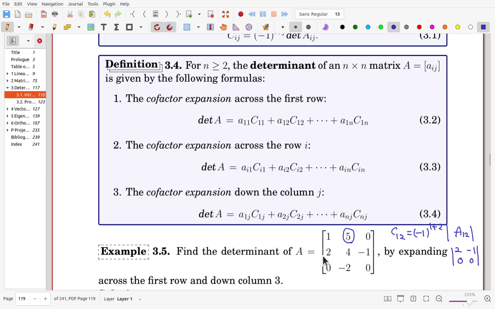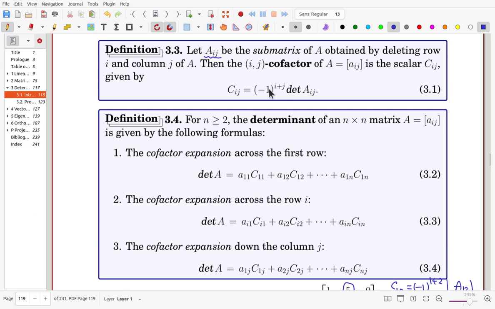Right? 2 minus 1, 0 and 0. Okay, so the determinant of this 2 by 2 matrix is 0, so for this one, the value is 0. C12 is 0. In this way, we define the cofactor, that is, the cofactor for the 1, 2 position.